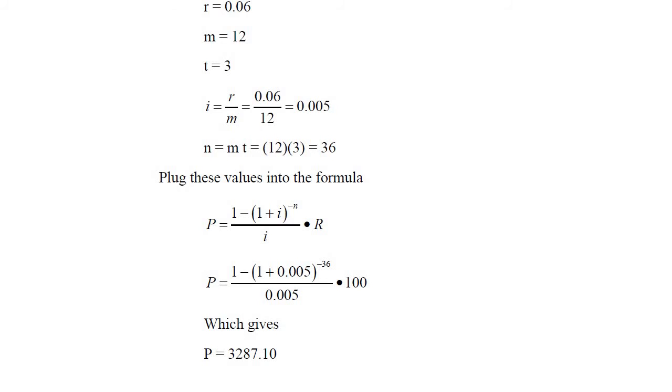$3,287.10. So what this is saying is, if I am making $100 payments every month for the next 3 years on a loan that makes 6% interest compounded monthly, then I currently owe $3,287.10. So if you actually have a mortgage or a car payment and you wanted to figure out how much you still owe on it, you could use this type of problem.